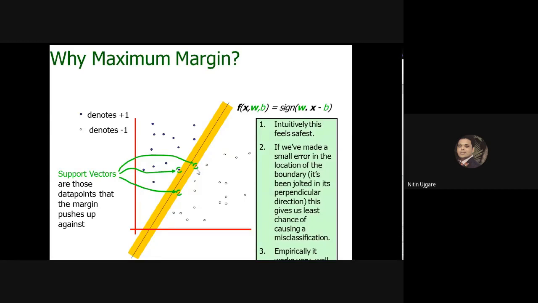So now why the maximum margin? Intuitively, this feels safest because if we have made a small error in the location of the boundary, this gives us the least chance of causing a misclassification of data instances. So even if we have made a small error on this class region, it gives us the least chance that this positive instance which is close to this decision boundary will get misclassified. Whereas because of this maximum margin, we have the least chance that these two negative class instances will get misclassified to positive class instances.